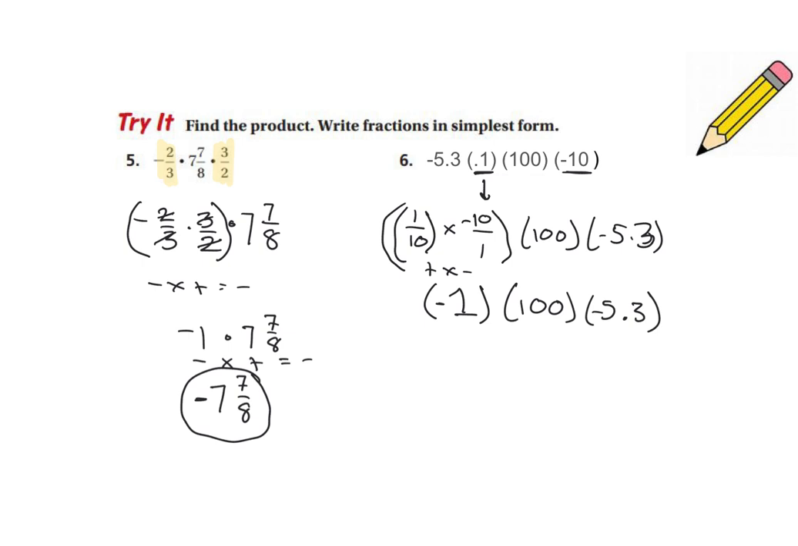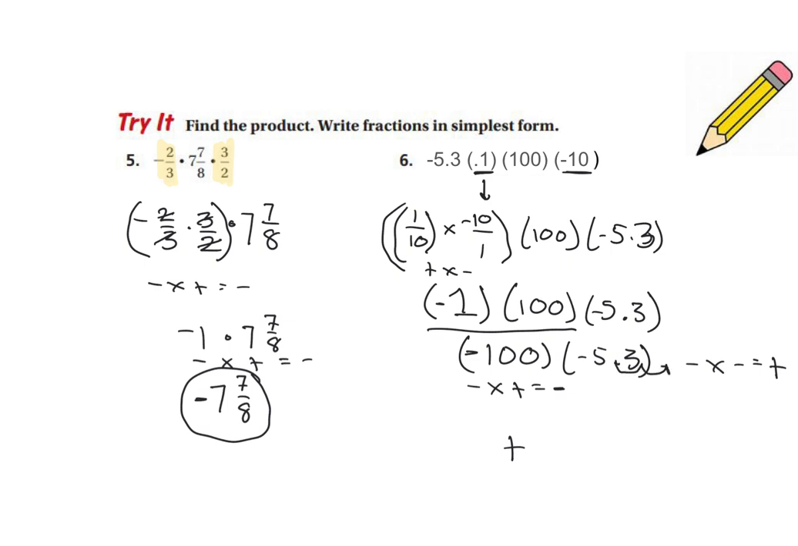The multiplicative property of 1 tells us that anytime we multiply something times 1, we just get that number. So 100 times 1 is 100, but a negative times a positive is a negative, so that's negative 100 times negative 5.3. Okay, so once again here, I'm seeing a negative times a negative. I know that is a positive. And 100 times 5.3 tells me I'm going to just move my decimal point 2 places to the right, and I get 530.